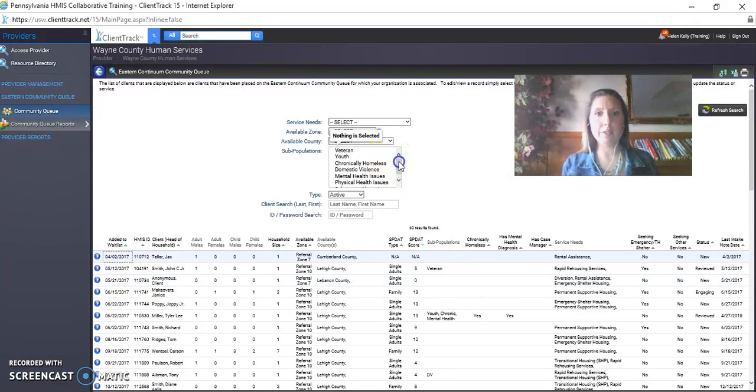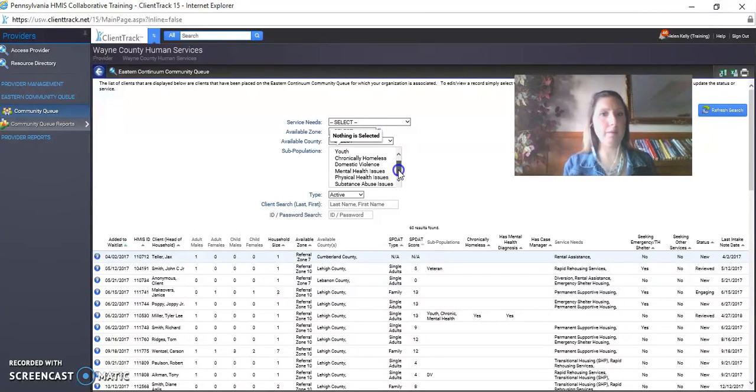Okay, so there are different subpopulations that we can look for. These are informed either by demographic data that was taken during their initial assessment or information provided on the VI-SPDAT, or just straight out questions that were added on to the end of the VI-SPDAT. So we can drill down and look for veterans, youth, chronic homeless, DV, mental health diagnosis, physical health issues, substance abuse issues.